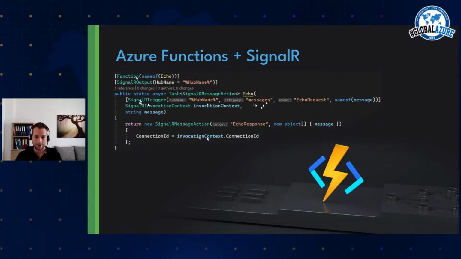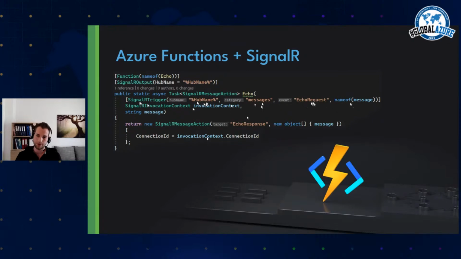This hub name isn't that important for us right now. You can think of it a bit like a controller in ASP.NET MVC. So this is a way to group functionality together. And with this syntax, we can just specify that we don't want to hard code the hub name here, but we want to read it from the configuration. But it's not that important. We're only going to have one hub in our application. And this parameter is the name of the message we want to respond to. So this function should be triggered whenever an echo request message is sent to our SignalR service.